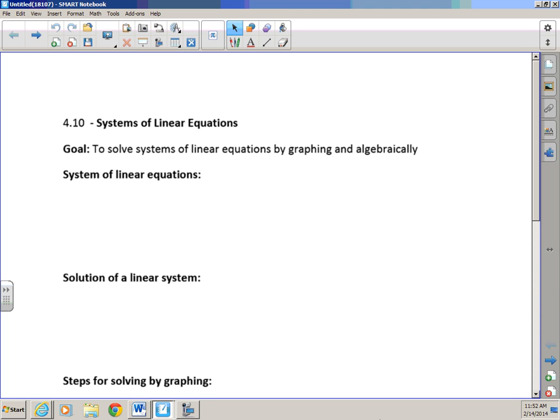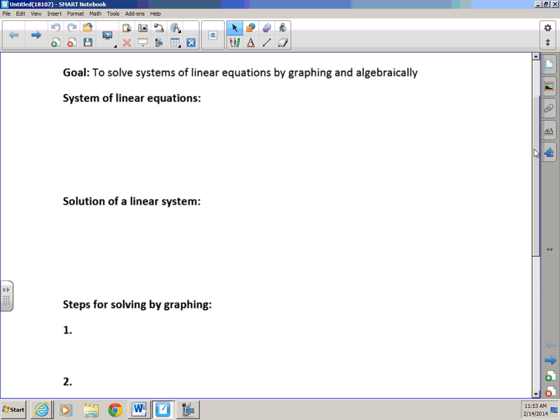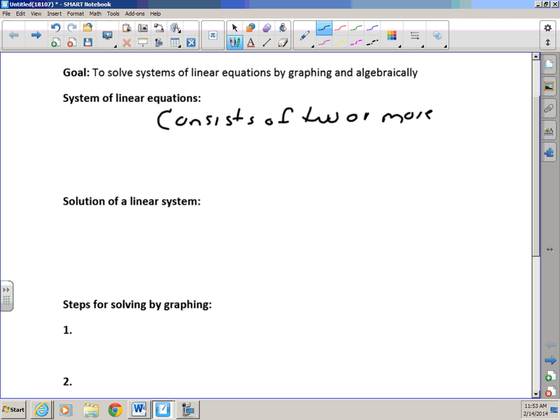What we're going to cover today is solving a system of linear equations. Now, as you know, a linear equation is an equation that when graphed is going to result in a line. A system of linear equations consists of two or more linear equations with the same variables, usually x and y.